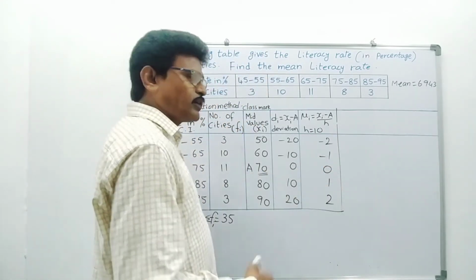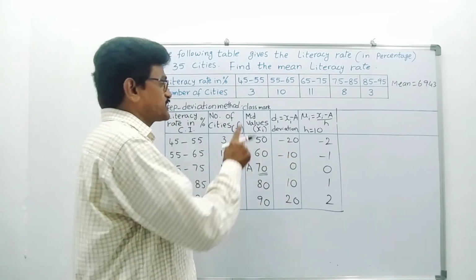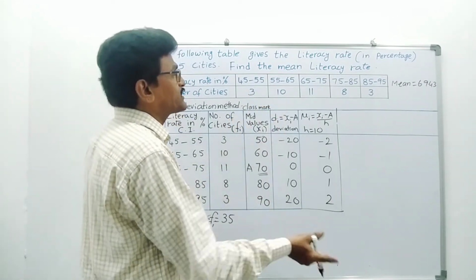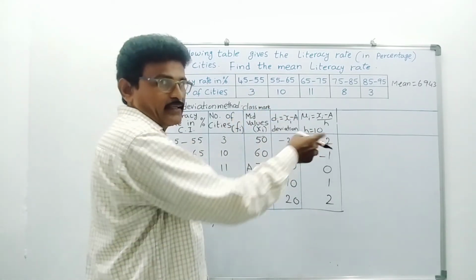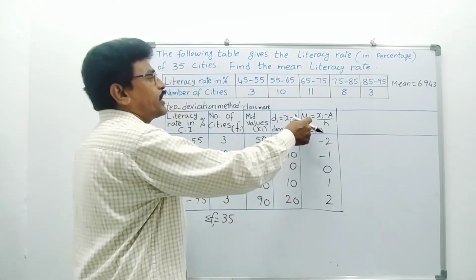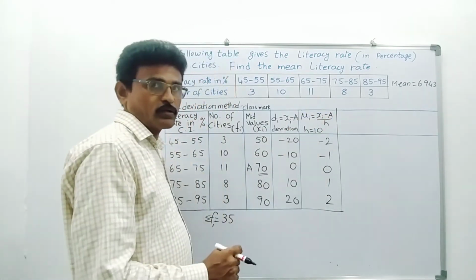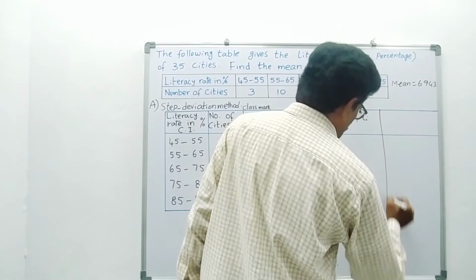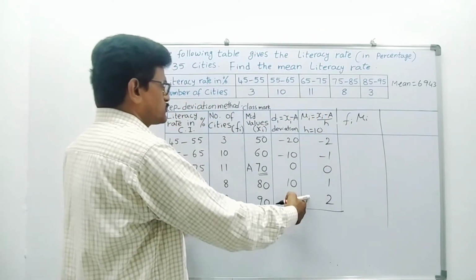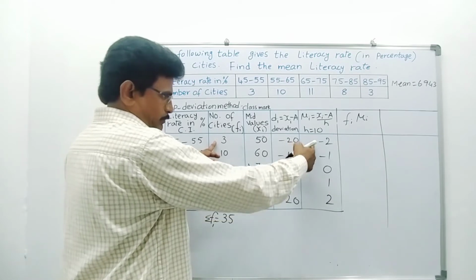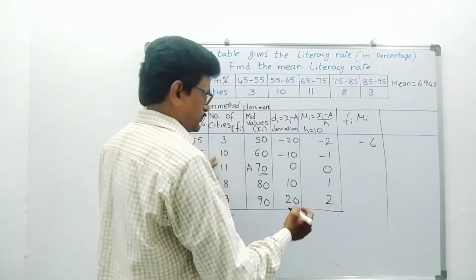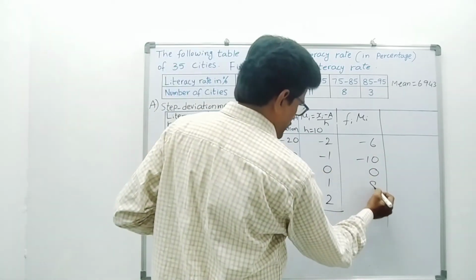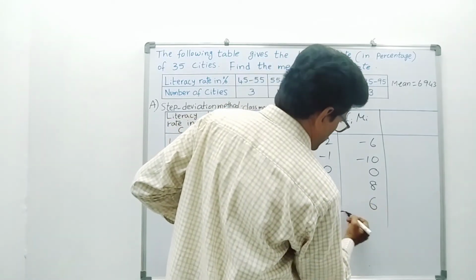These are u_i. Now the same thing, f_i u_i. In the first case, after finding mid values, you find f_i x_i; that is the direct method. Next, you find deviation d_i and f_i d_i; that is the assumed mean method. Here u_i you calculate as (x_i minus a) by h. Next, f_i u_i. See, these are u_i values, these are frequency values. 3 into minus 2, minus 6. Now 10 into minus 1, minus 10. This line is 0 only. 8 into 1, 8. Now 3 into 2, 6 you are getting.